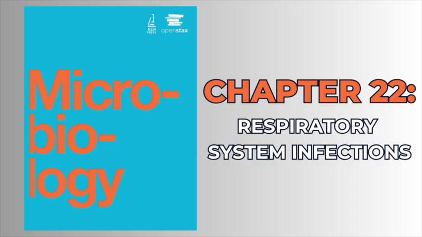Pertussis: Bordetella pertussis; DTaP, Tdap. Pneumonia: Streptococcus pneumoniae; pneumococcal conjugate vaccine, PCV13, pneumococcal polysaccharide vaccine, PPSV23. Rubella, German measles: rubella virus; MMR. Severe acute respiratory syndrome: SARS-associated coronavirus, SARS-CoV; none. Tuberculosis: Mycobacterium tuberculosis; BCG. Table 22.1.